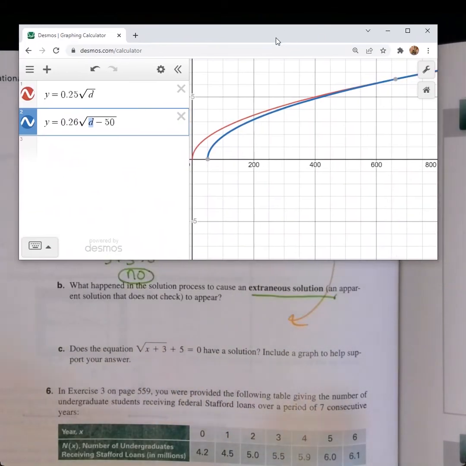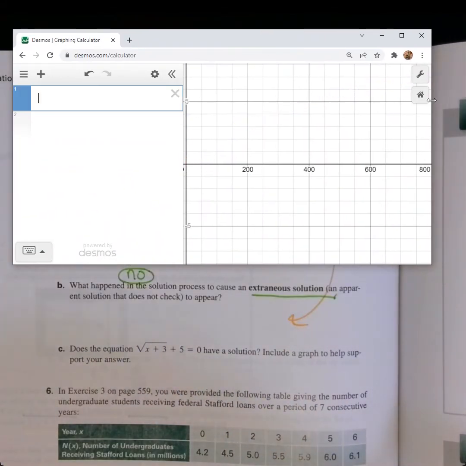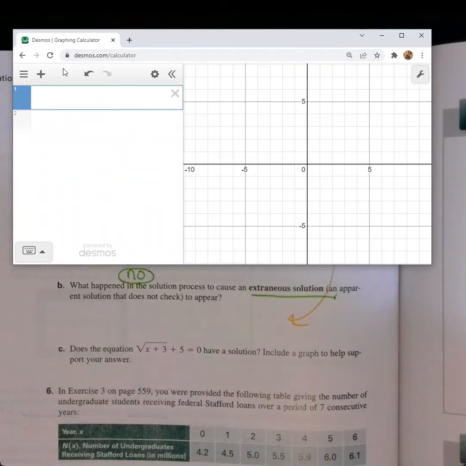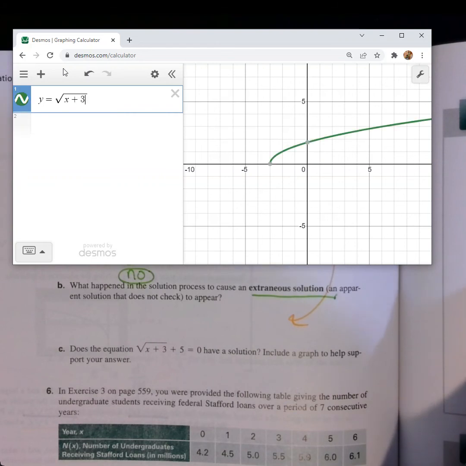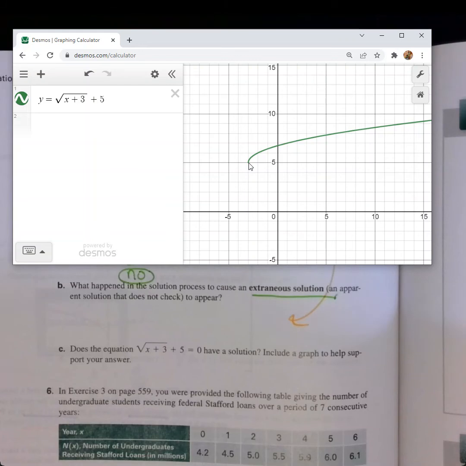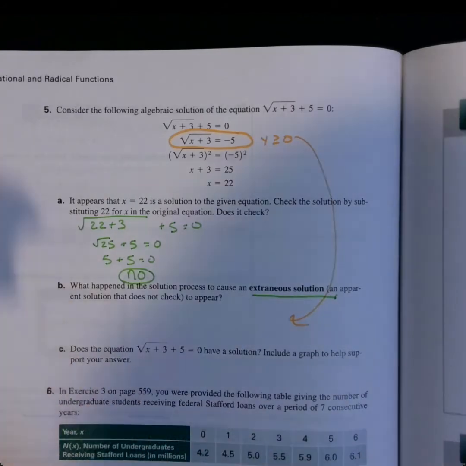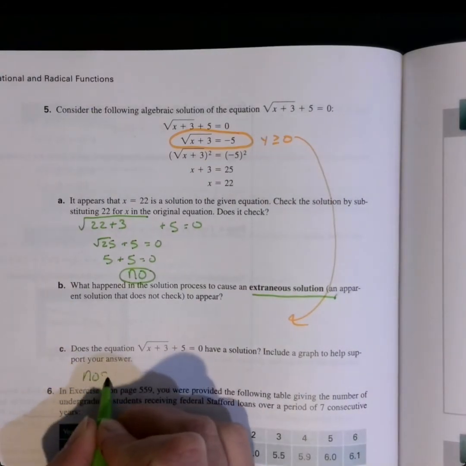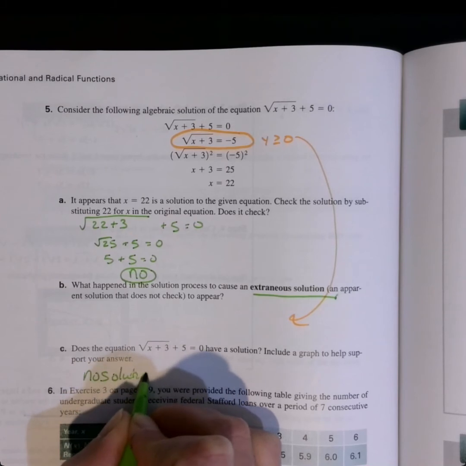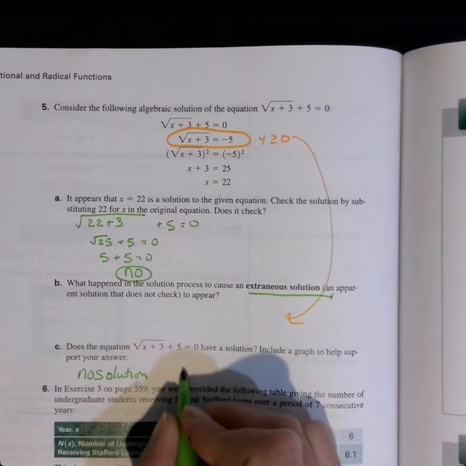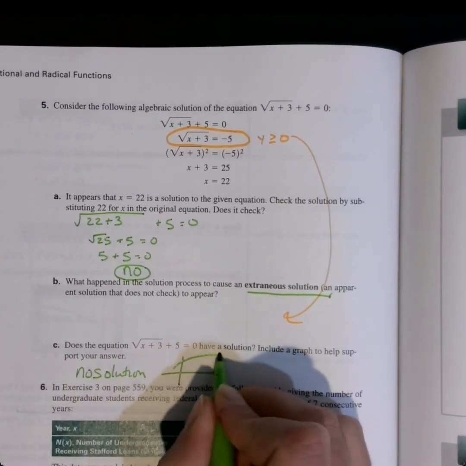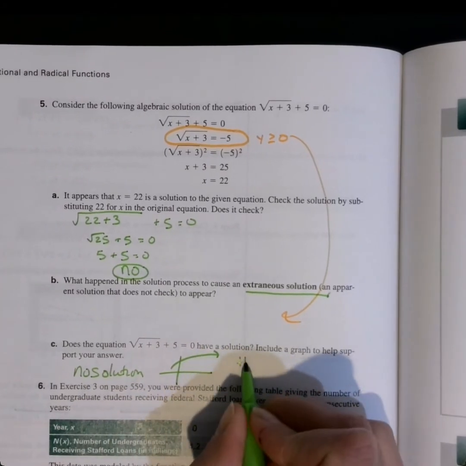Okay, use a graph to verify our solution. And the equation that I want to be equal to 0 is y equals the square root of x plus 3 plus 5. Yeah, it doesn't touch 0. It's starting up high. It's never going down to 0, so there is no solution. So there is no solution. That should be 2 words that kind of got smushed together when I was writing. It has no solution because the graph never crosses the x-axis.